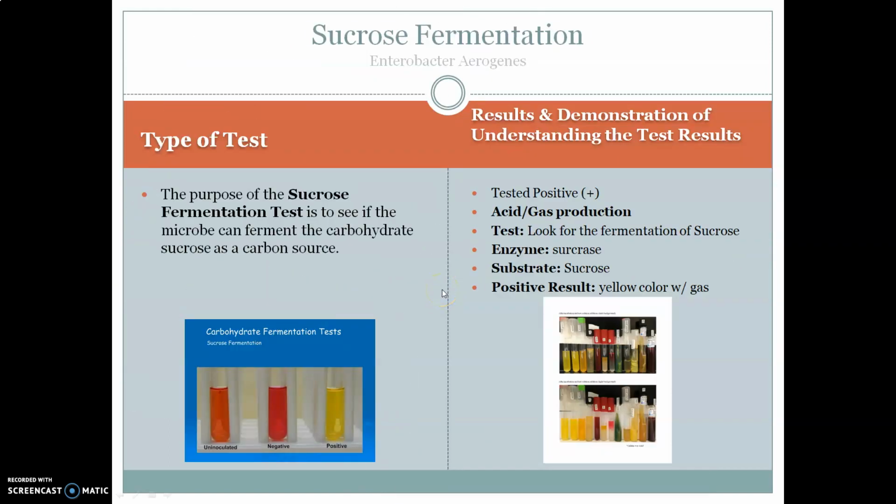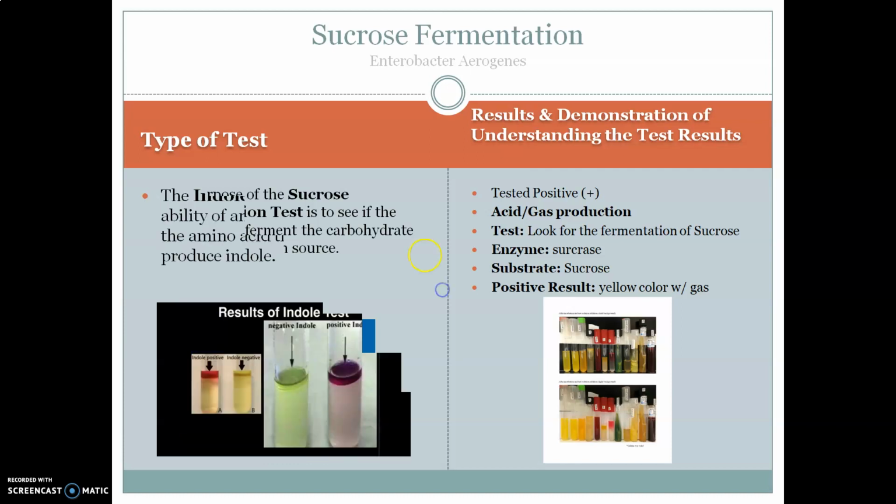The next test I looked at was the sucrose fermentation test. This test is to see if the microbe can ferment the carbohydrate sucrose as a carbon source. My unknown actually tested positive for it. It did have acid and gas production in it. The enzyme is sucrase, the substrate is sucrose, and the positive result shows a yellow color with gas.